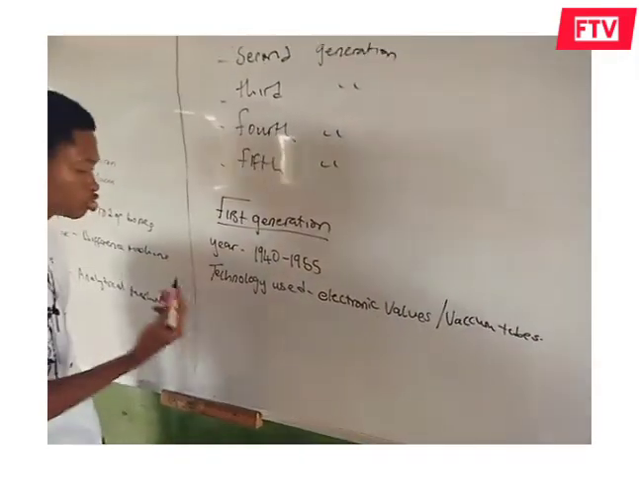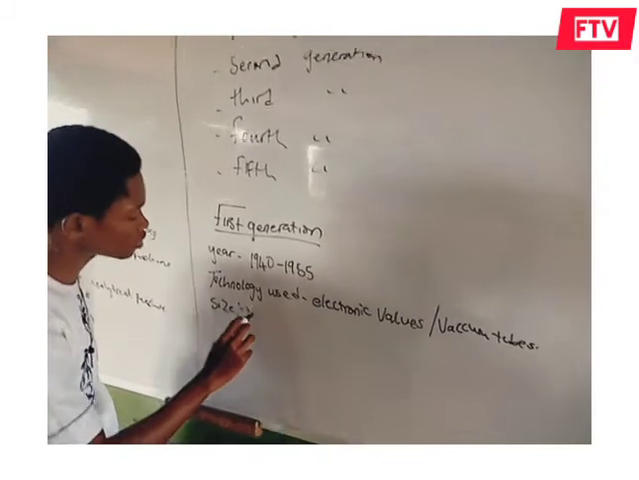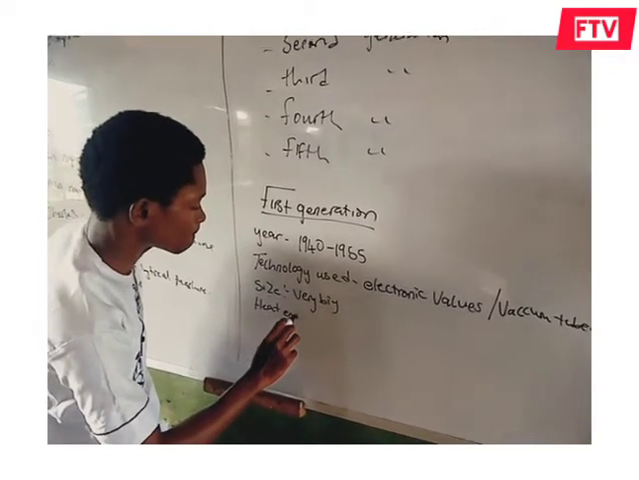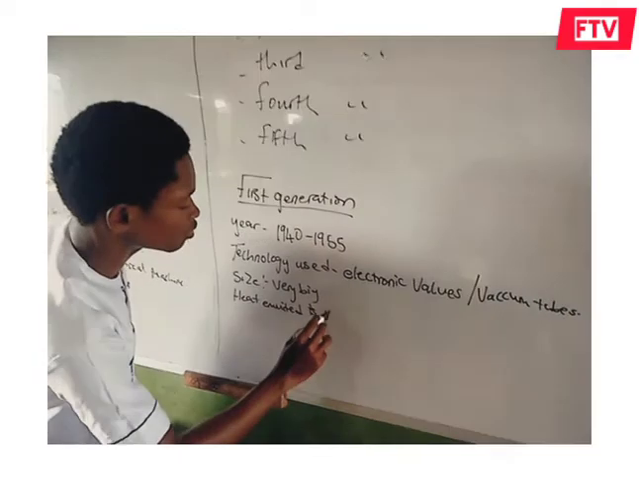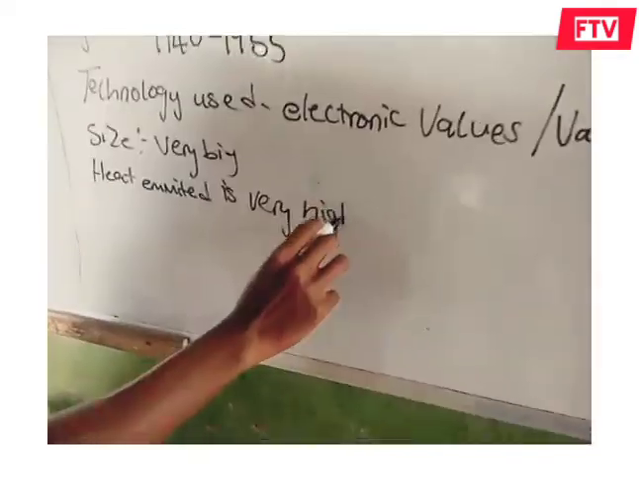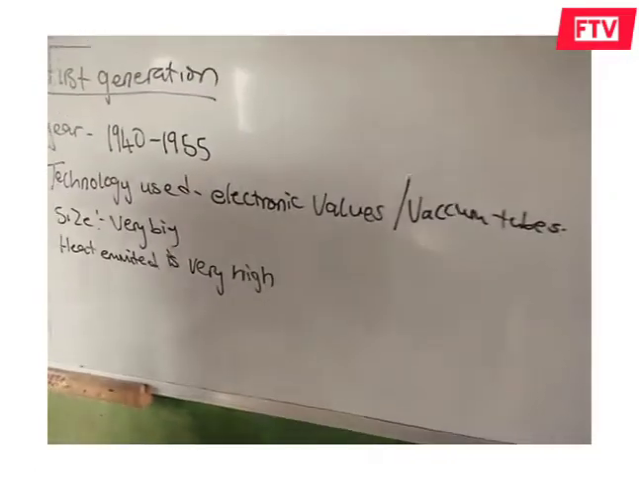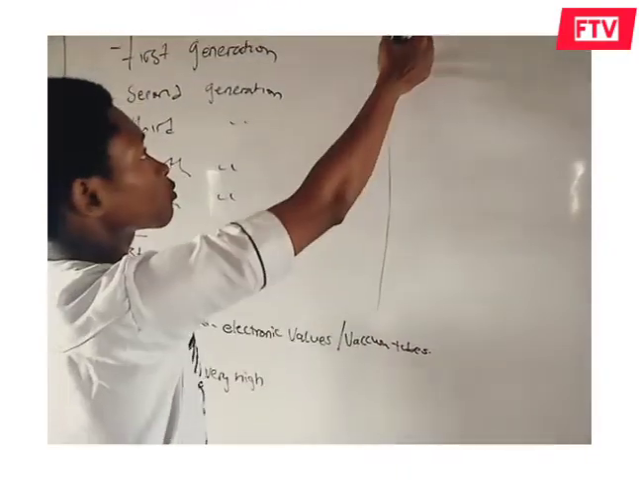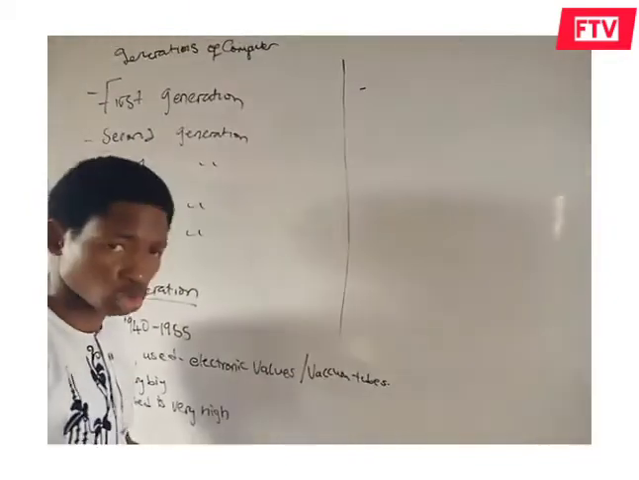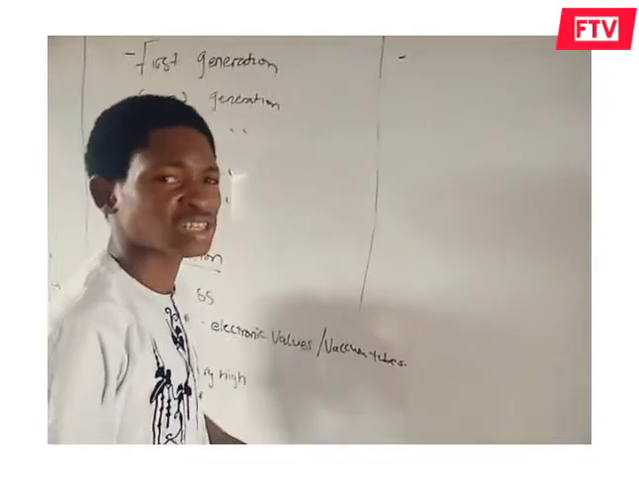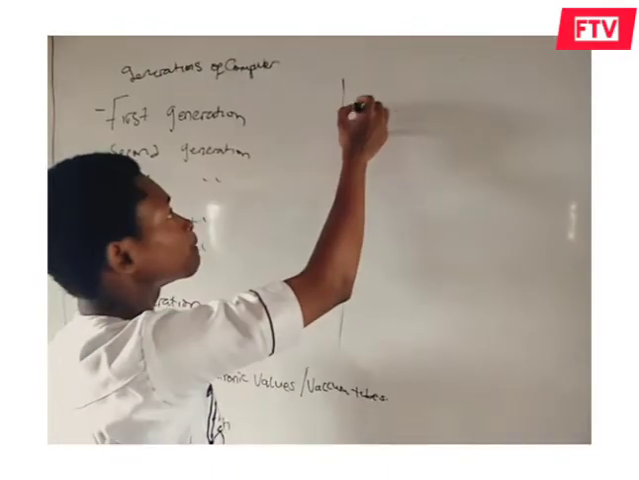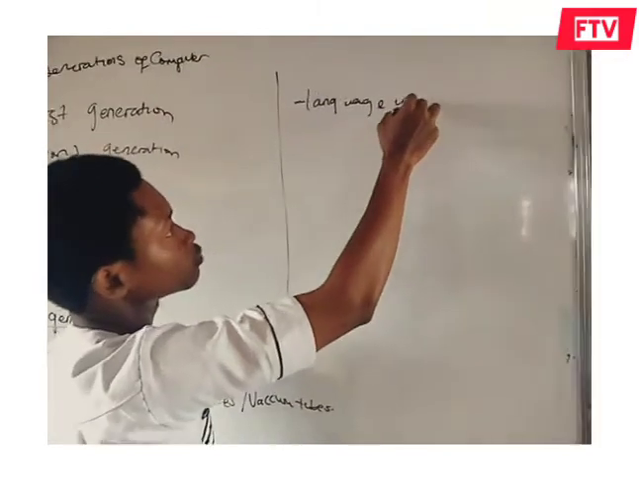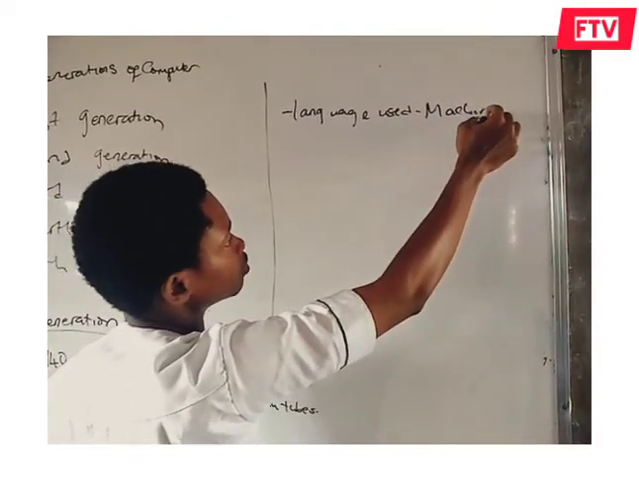So we have the year and the technology used. Then the size: very big. Heat emitted is very high, that is, it needs a cooling system. Let's take two more. How fast is it? It is very, very slow. The memory is limited; it cannot contain a lot of things. Let's take one more, the language used, which is machine language.